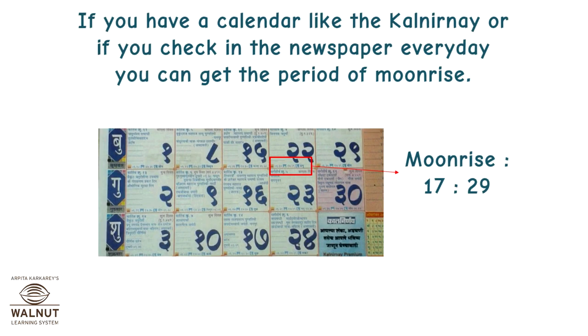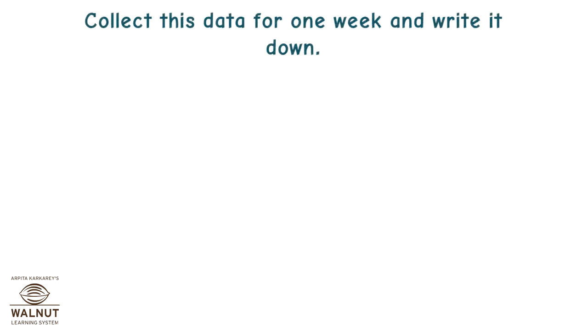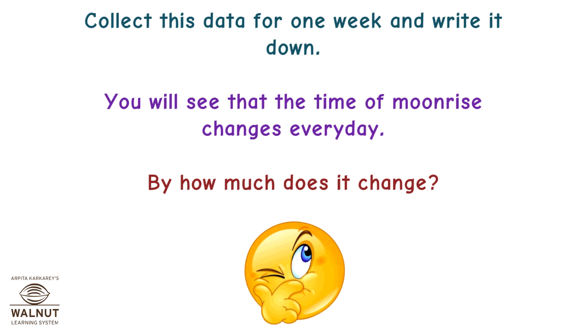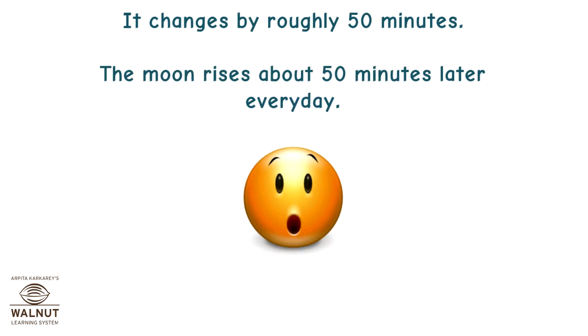If you have a calendar like the Kalanirnay or if you check in the newspaper every day, you can get the period of moonrise. Collect this data for 1 week and write it down. You will see that the time of moonrise changes every day. By how much does it change? It changes by roughly 50 minutes. The moon rises about 50 minutes later every day.